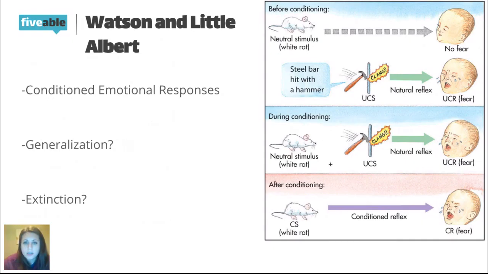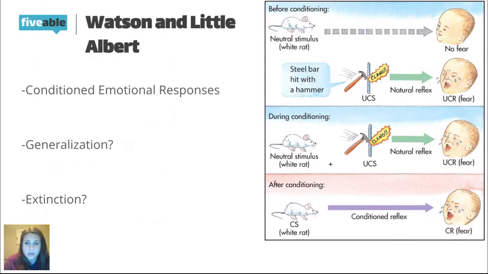Eventually, what happens, this acquisition phase, is that once the baby starts to touch the rat, every time he reaches out for it, we make the loud noise and make the baby cry and fearful. And so after the conditioning has taken place, this neutral stimulus, the white rat, has become a conditioned stimulus because just the sight of the white rat causes fear and anxiety in little baby Albert. And so that's the gist of classical conditioning.